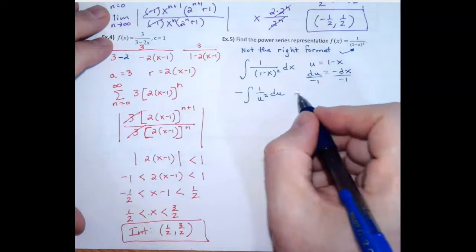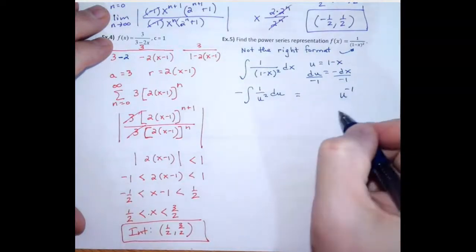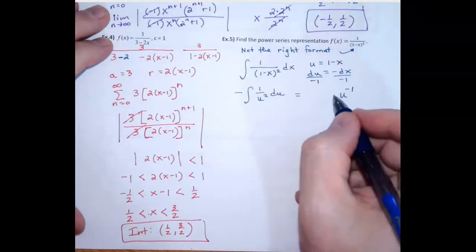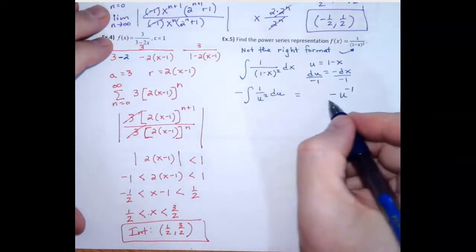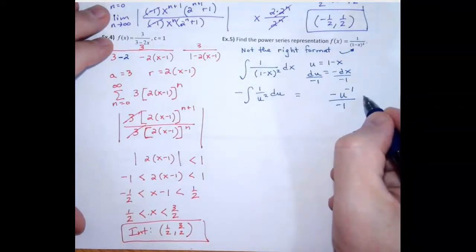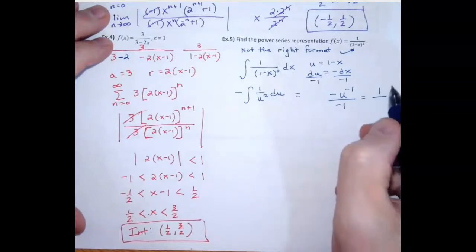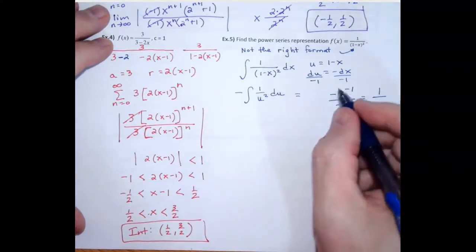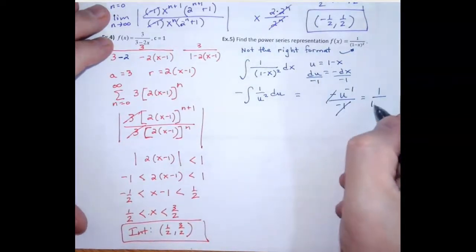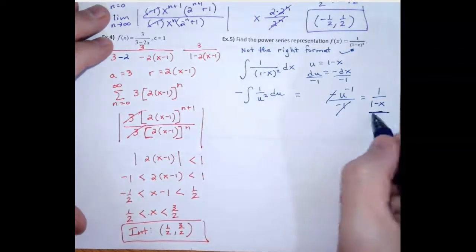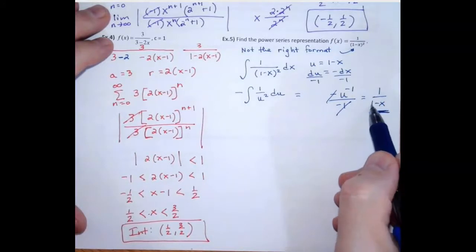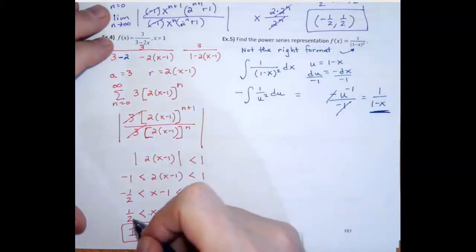So if we add 1 to the exponent, that would be u to the negative 1, and divide by the new exponent. So divide by, we have that negative out there, and divide by negative 1. So that means that that would be 1 over, this cancels, so 1 over u, which is 1 minus x. And that is in the format we want. A equals 1, r equals x, and this has to be 1.